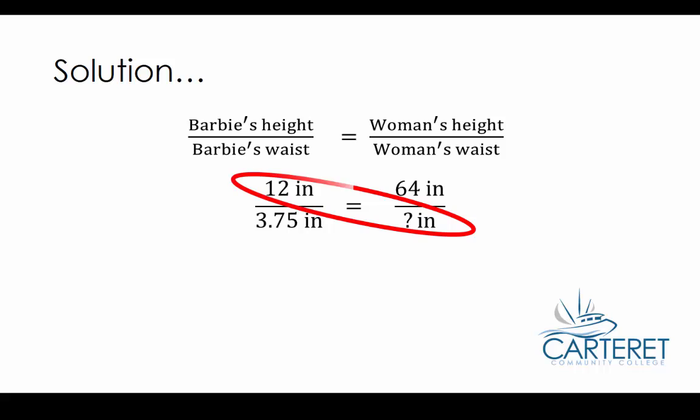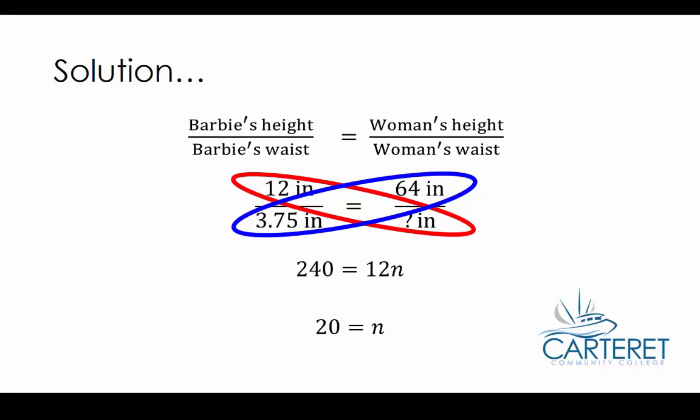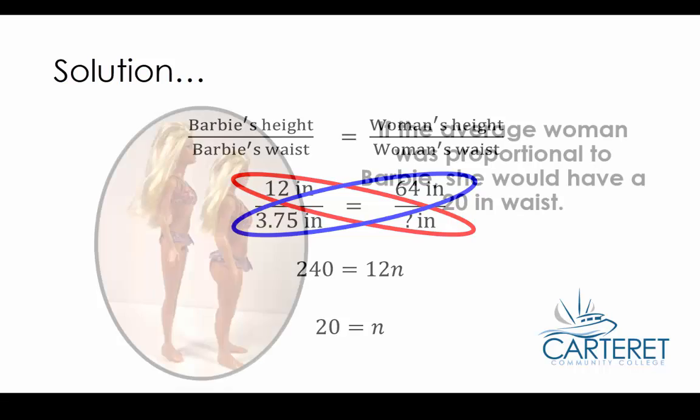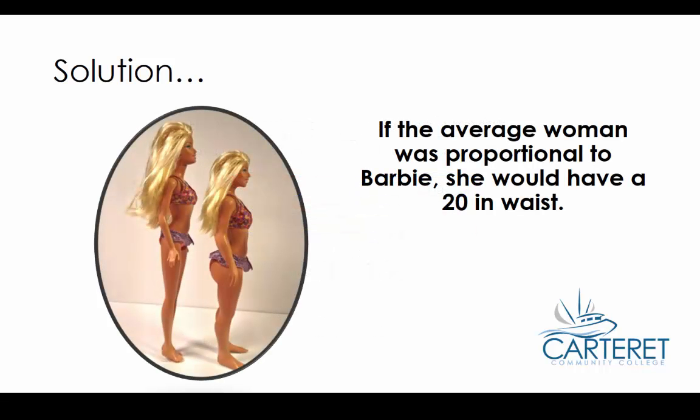Cross multiply in order to set up our simple one-step equation. Divide through by the coefficient, or the number in front. We see that the unknown is 20. Remember what that unknown was referring to? It was referring to the woman's waist size. If the average woman was in fact proportional to Barbie, she would have a 20-inch waist.